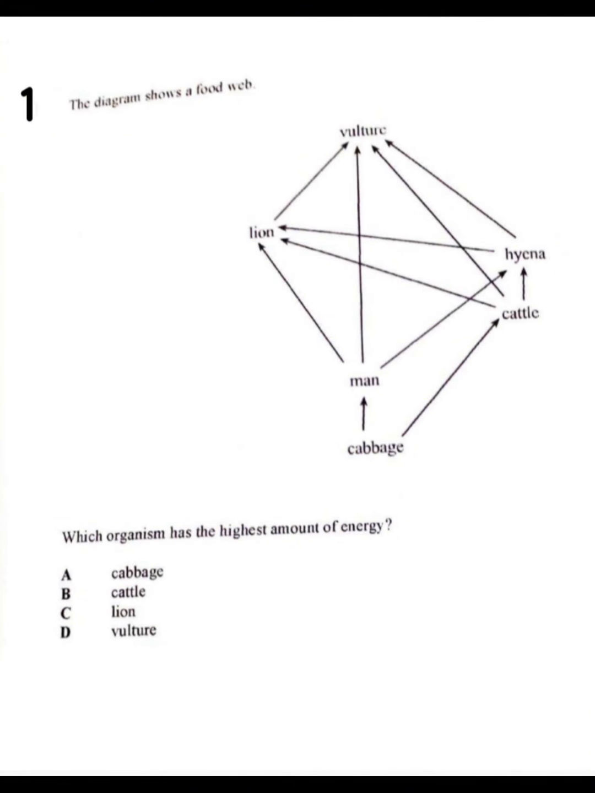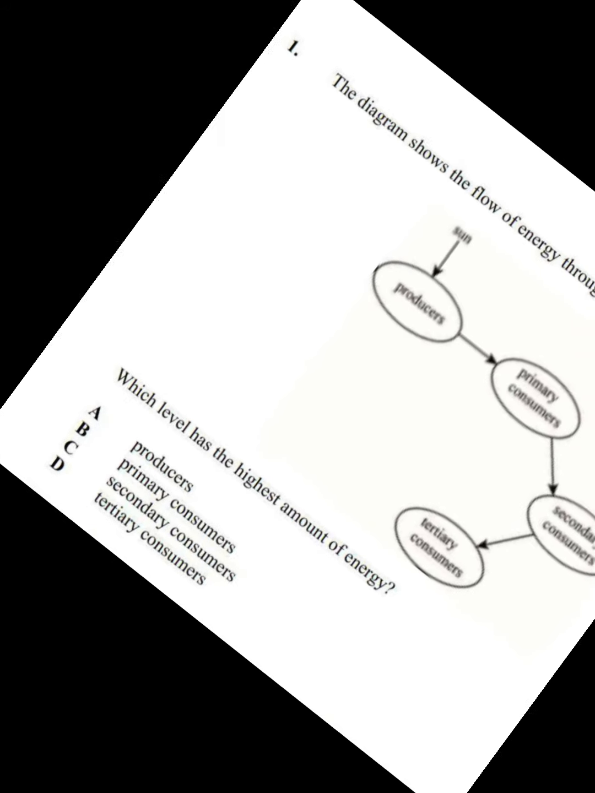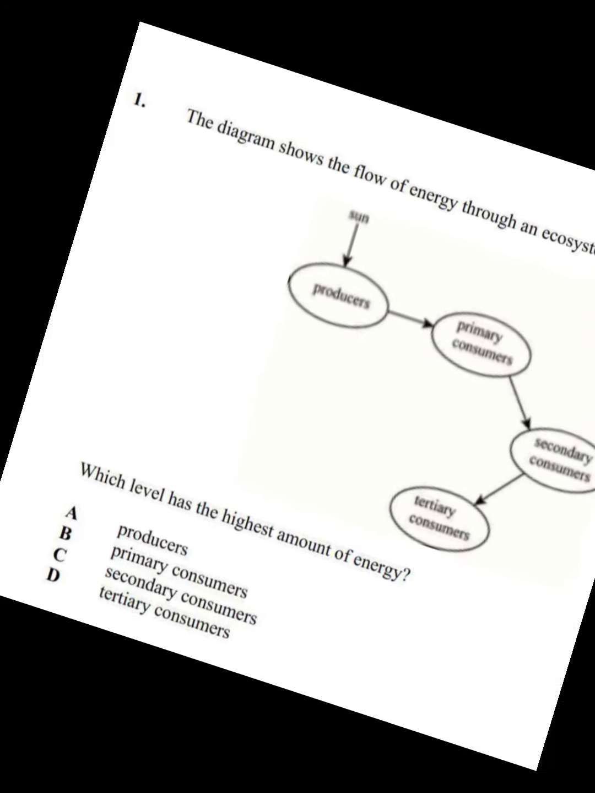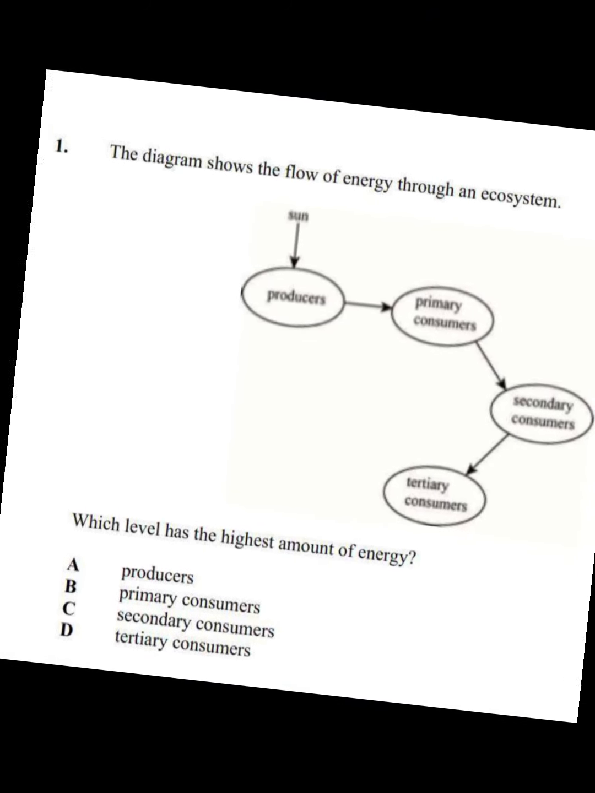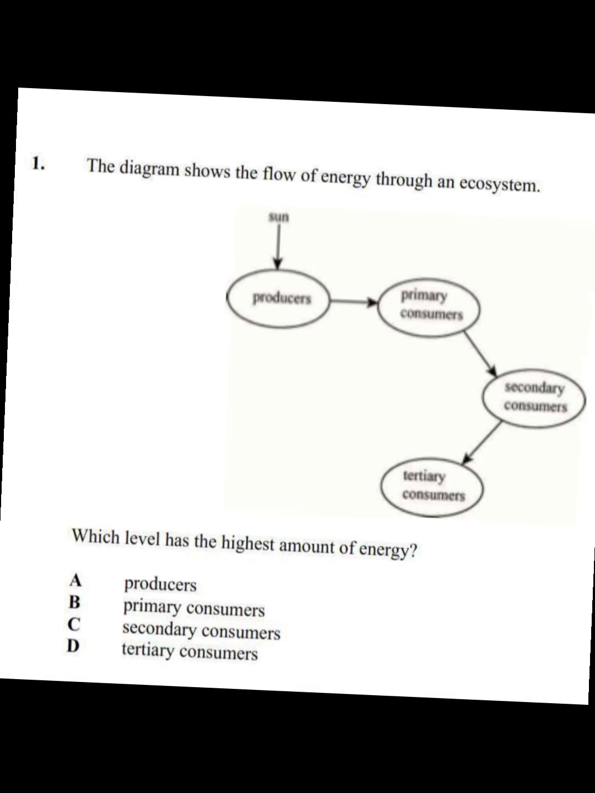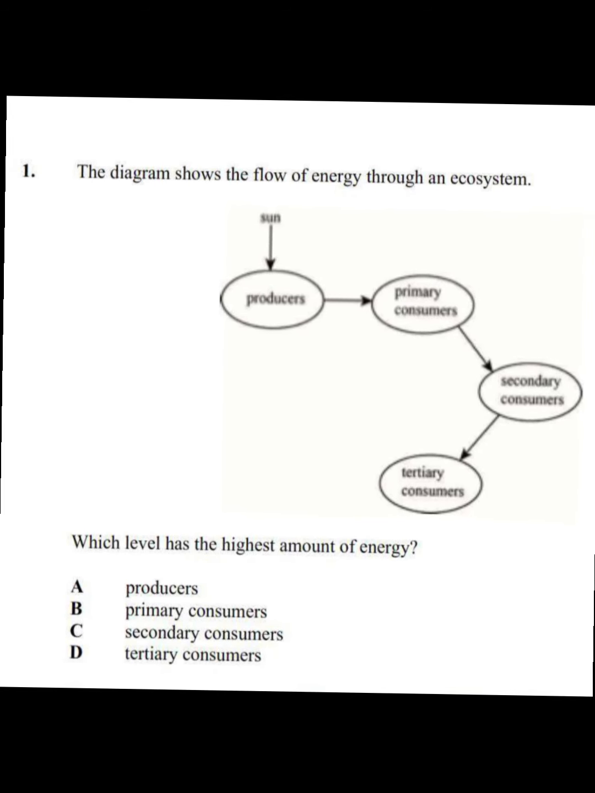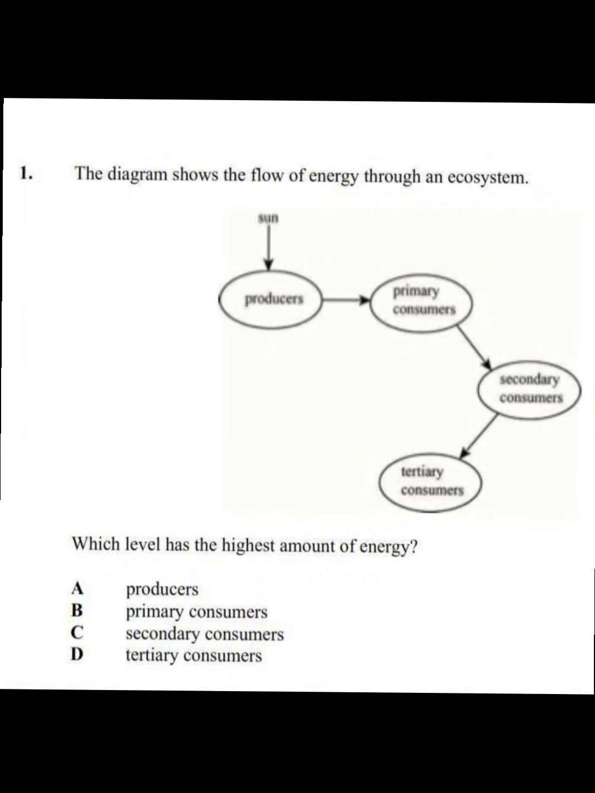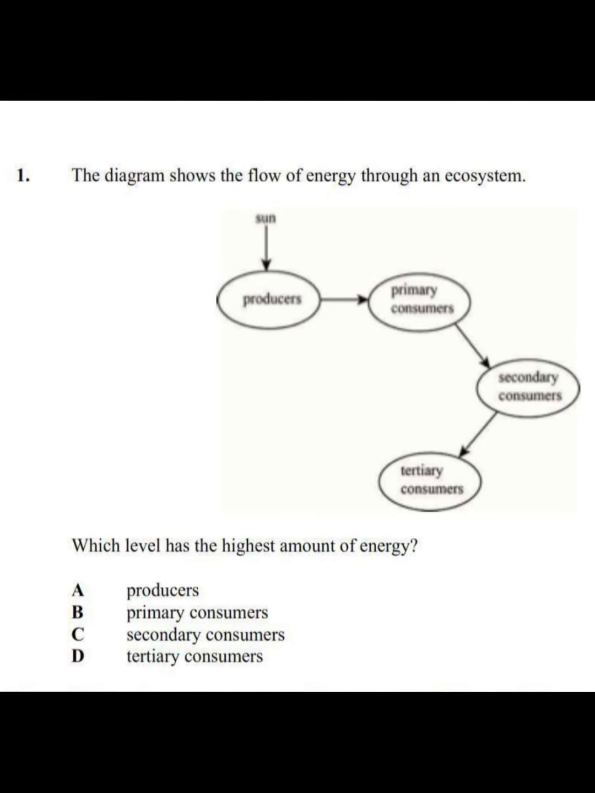That was also the first question in November 2018. We were having a diagram that is showing the flow of energy through an ecosystem. Which level has the highest amount of energy? So the correct answer is A, which is the producers. So they may twist the question to ask you which level has the least amount of energy. You need to be prepared to answer such a question.